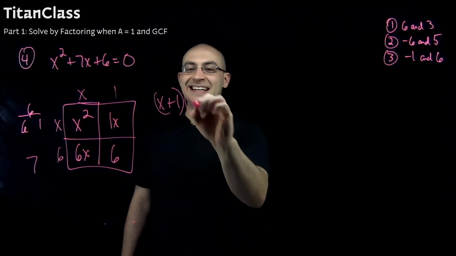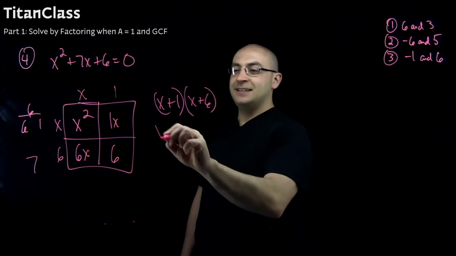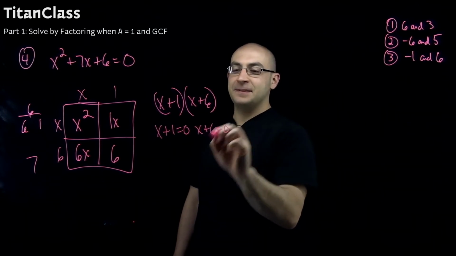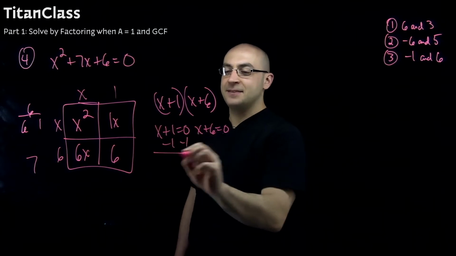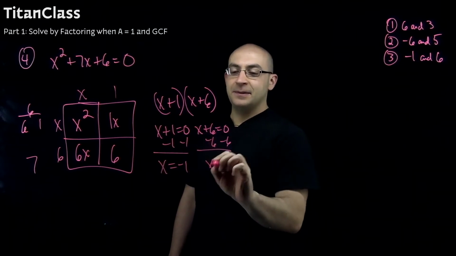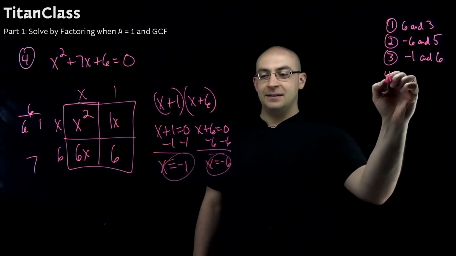X plus 1 and x plus 6 are my factors. And x plus 1 equals 0. X plus 6 equals 0. Minus 1 on both sides gives me x equals -1. And then here I'm going to have x equals -6. Right? Okay, so number 4.